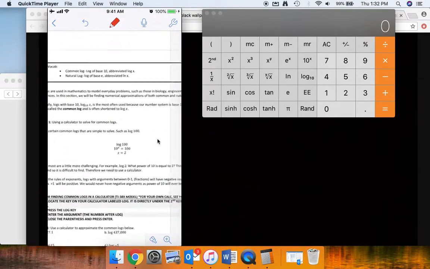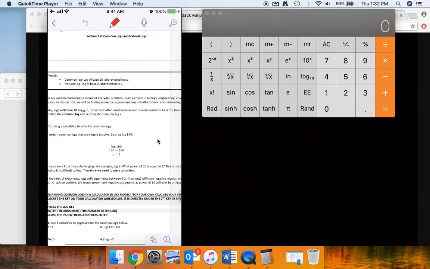The last thing we're going to be talking about is something called a common log and a natural log. These are two that were coined to be, in people's opinions, the most important logs. And I say that with a very large asterisk on it. These are not the most important, they're just the ones that occur most often, okay?